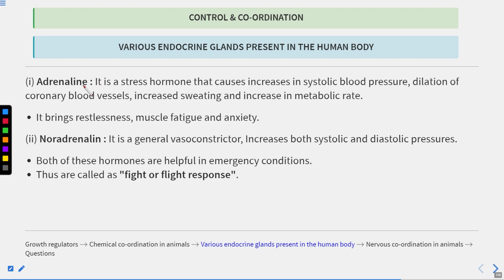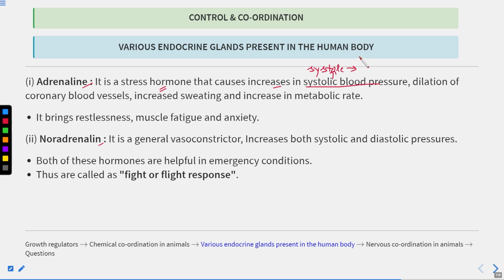Now let's talk about adrenaline and noradrenaline. Adrenaline is known as the stress hormone that causes an increase in systolic blood pressure. What is systolic blood pressure? It is the blood pressure generated during the systole. What is systole?